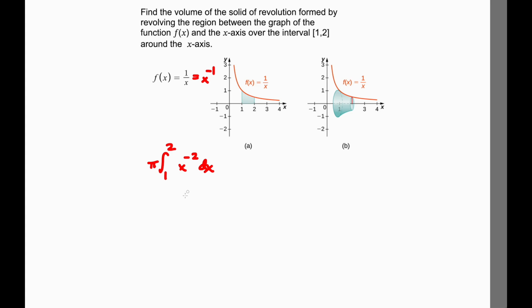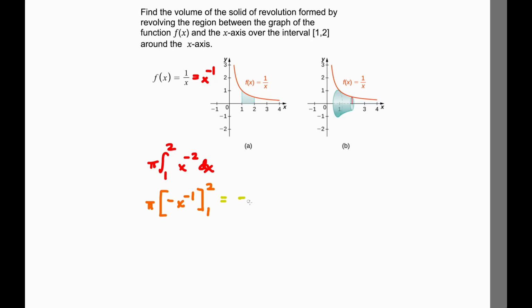Okay, first thing we're going to do is do the antiderivative of this. So we're going to add 1 to the power and divide by that. So it's going to be x to the negative 1 divided by negative 1. So I'm just going to put a negative in front to make my life easier. And we plug in the 2, we plug in the 1, and we subtract. So that's what we're going to do here. Don't forget that pi in front. That's a common thing that people will forget.